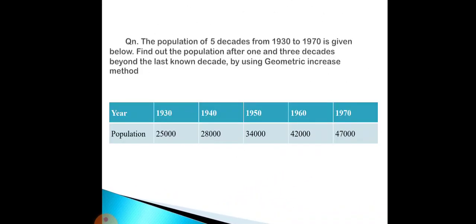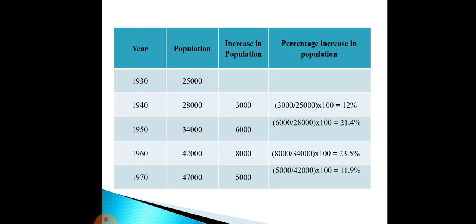We are going to consider the same problem as earlier. Suppose the population of 5 decades from 1930 to 1970 is given as shown below. We have to find out the population after 1, 2 and 3 decades beyond the last known decade by using the geometrical increase method. Here again we tabulate the given values. The first column comprises the year, the second column the population, the third column the increase in population, and here we have an additional column wherein we will be computing the percentage increase in the population.